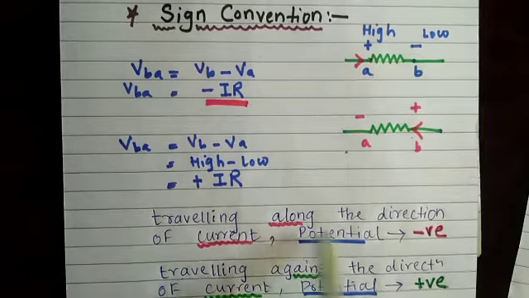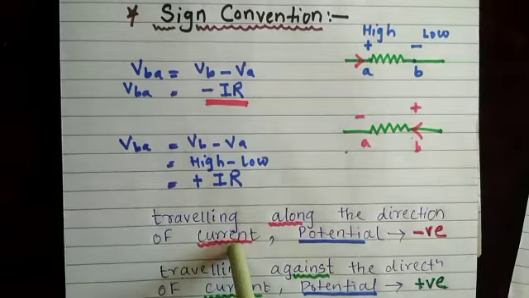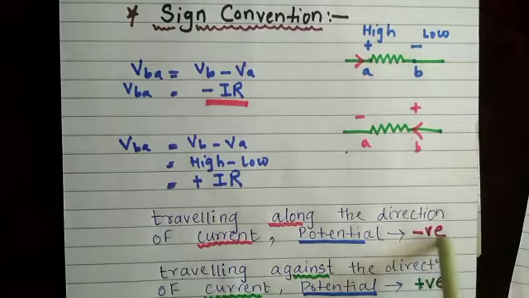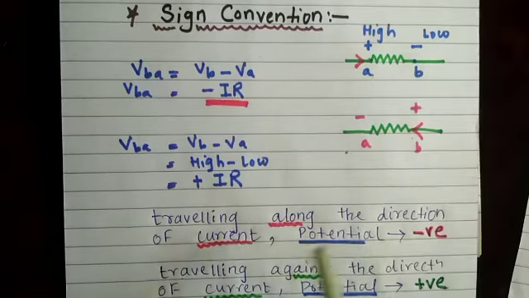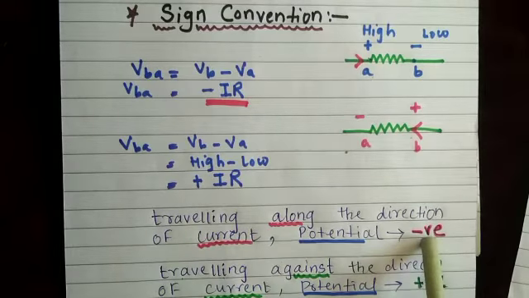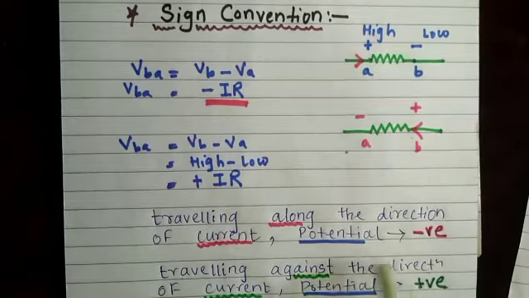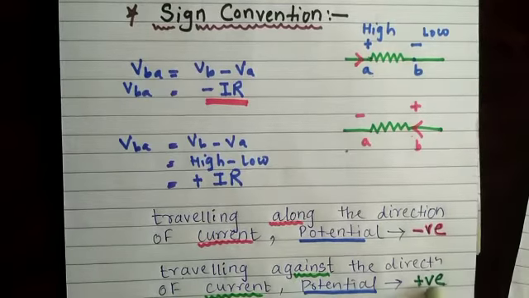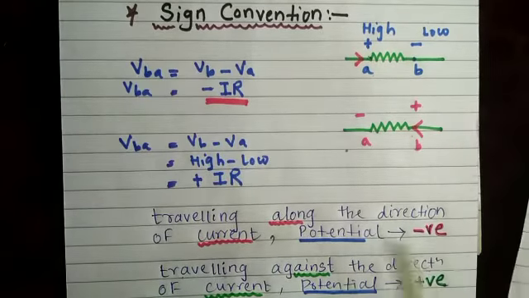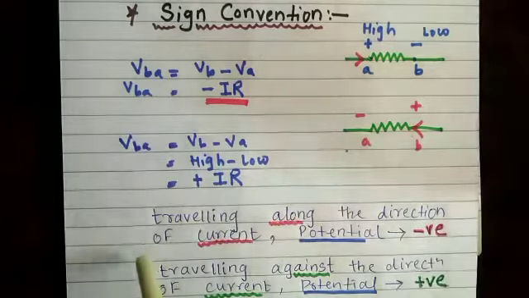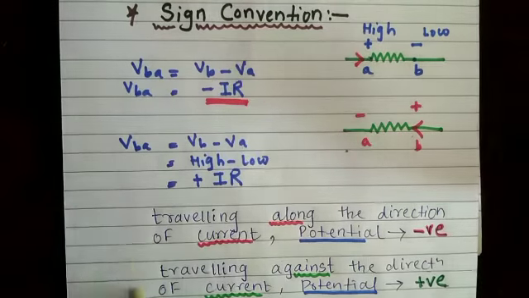So traveling along the direction of the conventional current, the potential difference will be negative. Along the current, potential difference will be negative, and traveling against the direction of conventional current, potential will be positive. You have to keep this in your mind. This is the sign convention only for the potential difference.